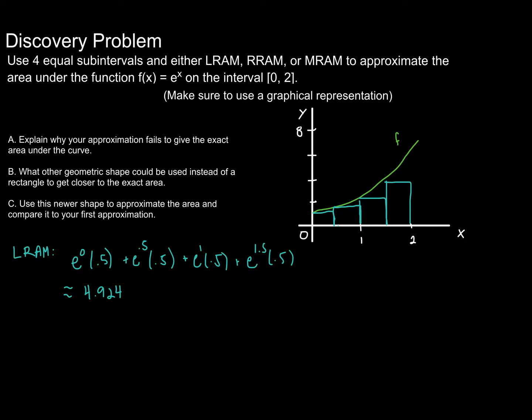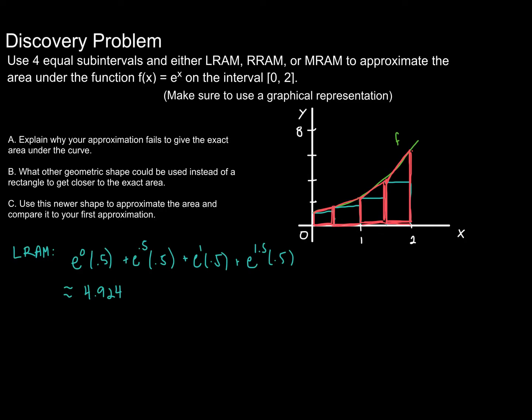Well, what happens if you take a triangle and you put it on top of a rectangle? What kind of a shape do you end up with? Well, provided that the base of that triangle is the same as the base of the rectangle, you're going to end up with a trapezoid. So let's take a look at what a trapezoidal approximation would look like.